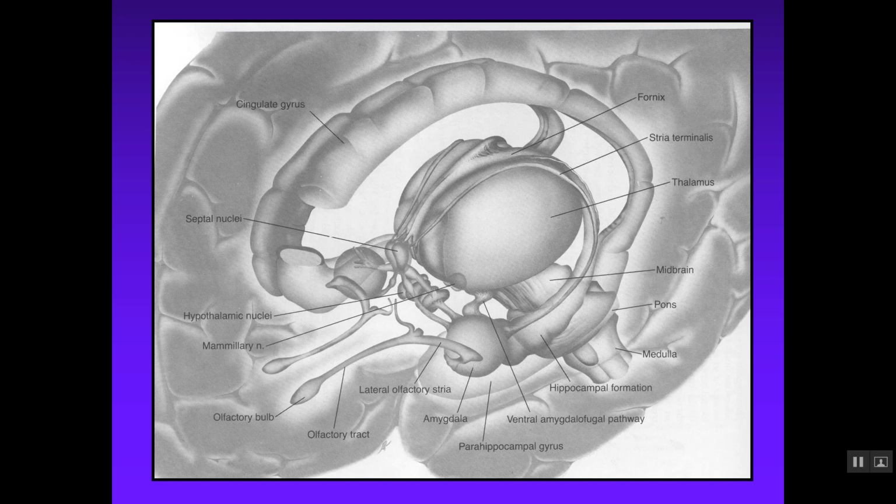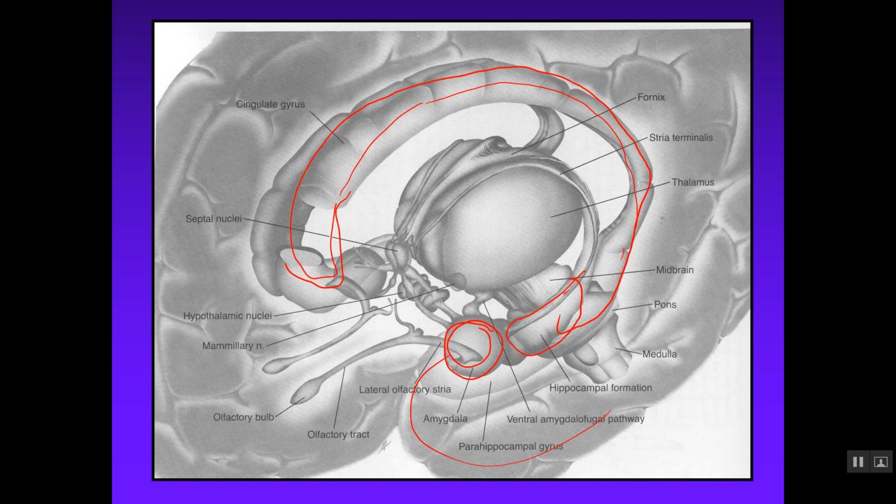This is just showing you some of these limbic system structures. This is the cingulate gyrus here. They've pulled away some of the brain and the ventricles, but this is the cingulate gyrus, wrapping right around the corpus callosum. And here's the amygdala. The hippocampus is down in this region. This is your temporal lobes down here.